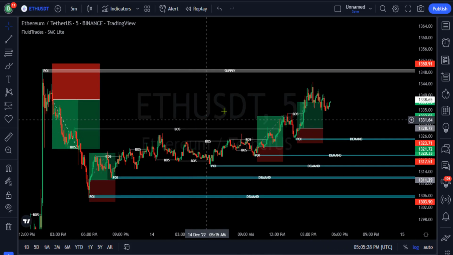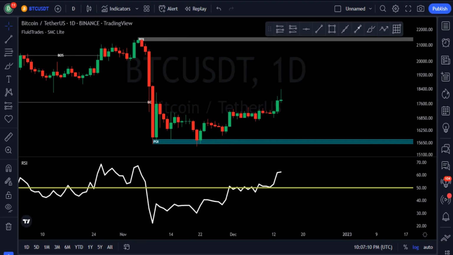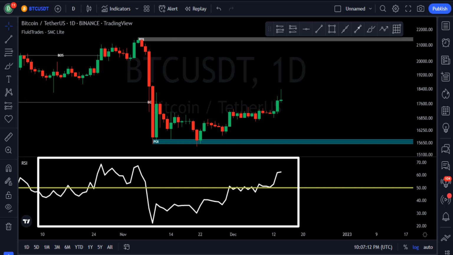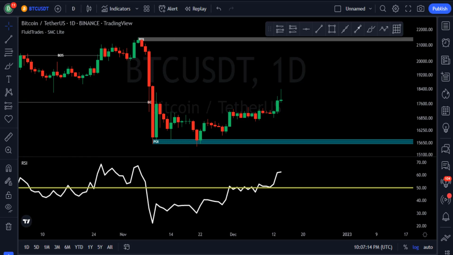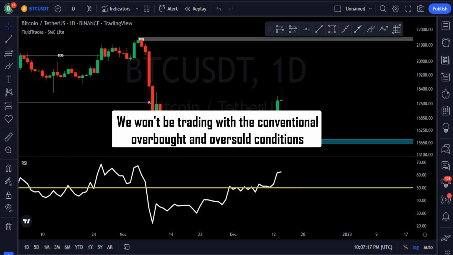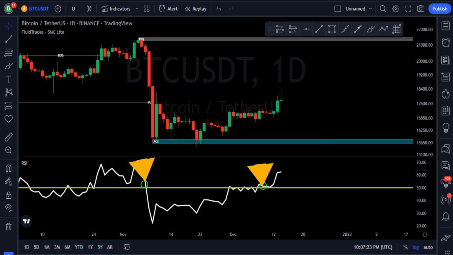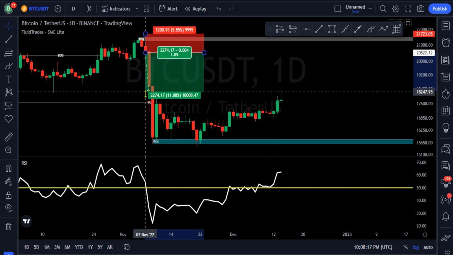Now, let's explain the second indicator. This indicator is the normal relative strength index, but in this strategy, we won't be trading with the conventional overbought and oversold conditions, which is the widely used RSI strategy by most traders. But we will be using the crossover of this 50 line, which is the center line of the RSI. In this strategy, when you spot a selling opportunity on the chart like this, and the RSI moving average crosses below this 50 line, then you will take an aggressive short trade entry.